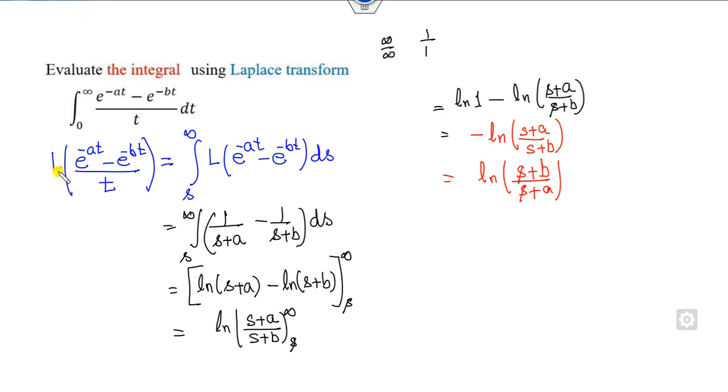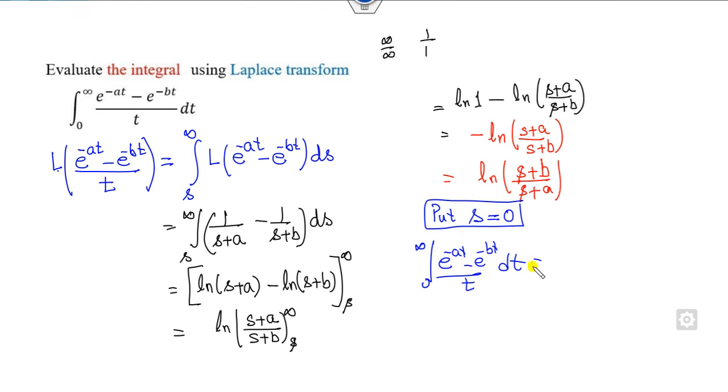Now since I start with the Laplace, I can substitute s as 0, because there is no exponential term apart from this. So the left hand side is the integral of (e^(-at) minus e^(-bt)) over t, which comes to be ln of b over a. That is the right answer.